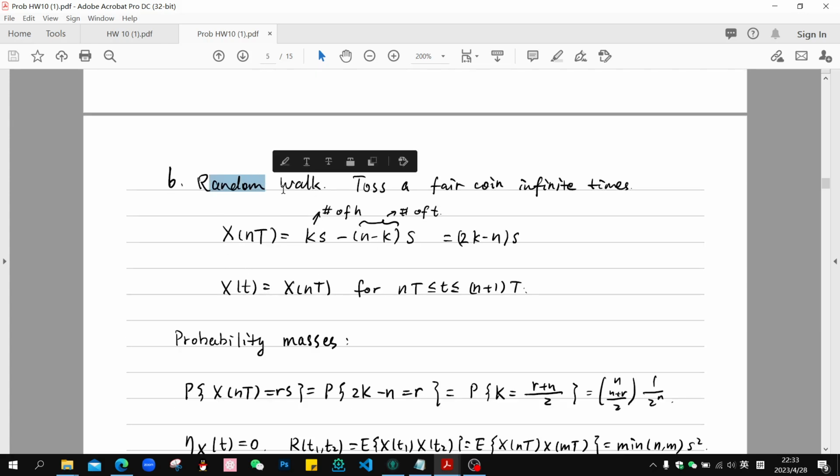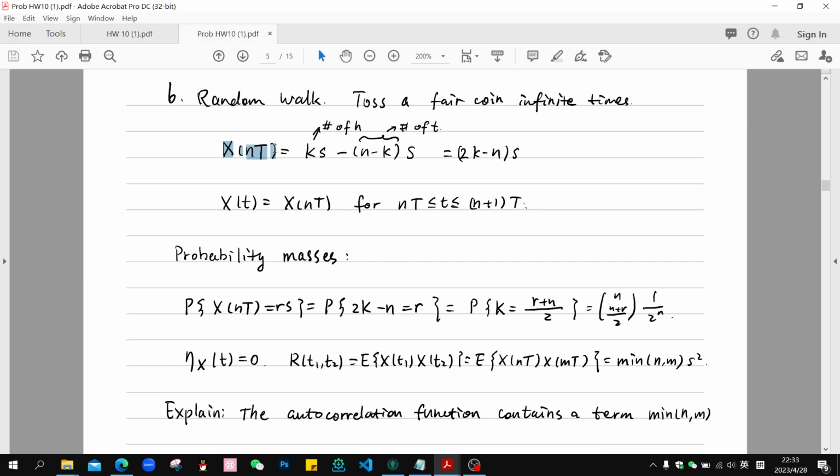And number 6, the random walk. We toss a fair coin infinite times, and it is defined as this: x(nT) equals k times s, with k being the number of heads, minus (n minus k) times s. N minus k means the number of tails. It adds up to (2k minus n) times s.